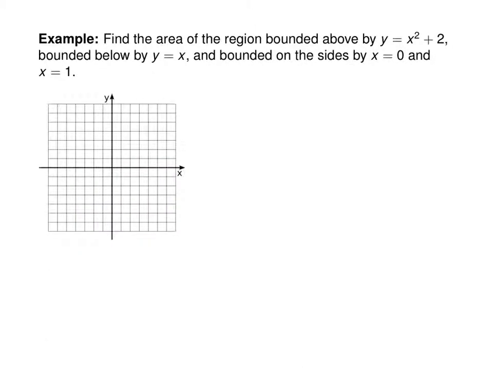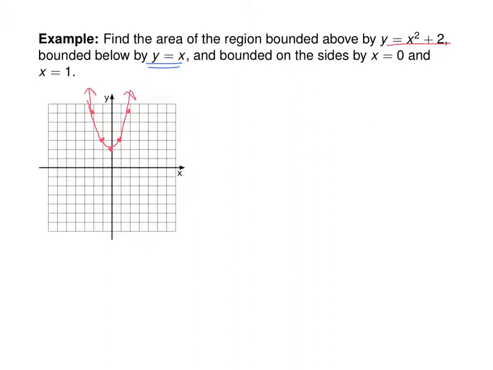So find the area of the region bounded above by x squared plus 2, below by y equals x, and on the sides by x equals 0 and x equals 1. All right, so let's graph x squared plus 2 in red. So x squared plus 2 is a parabola shifted up 2, so it goes to the point 0, 2, 1, 3, and 2, 6. So symmetric about the y-axis, so there's your parabola.